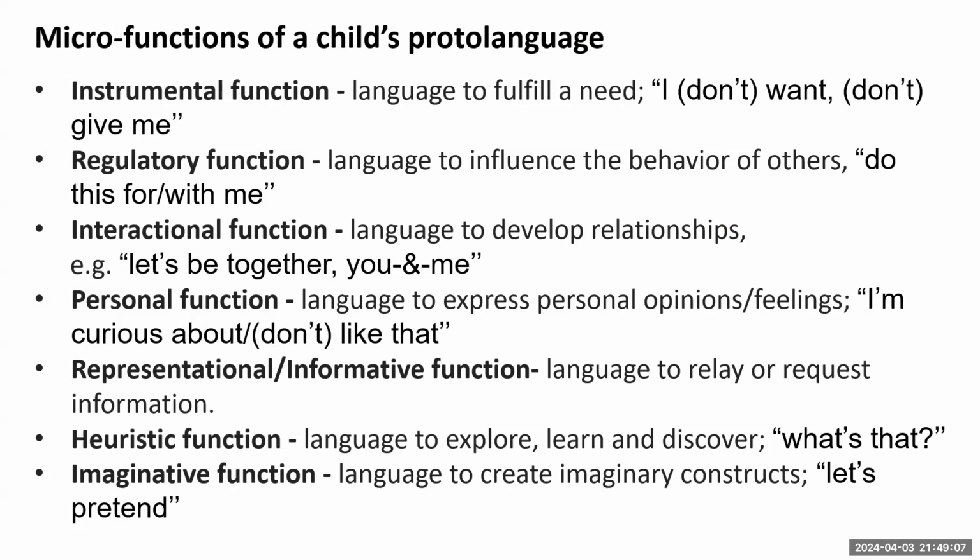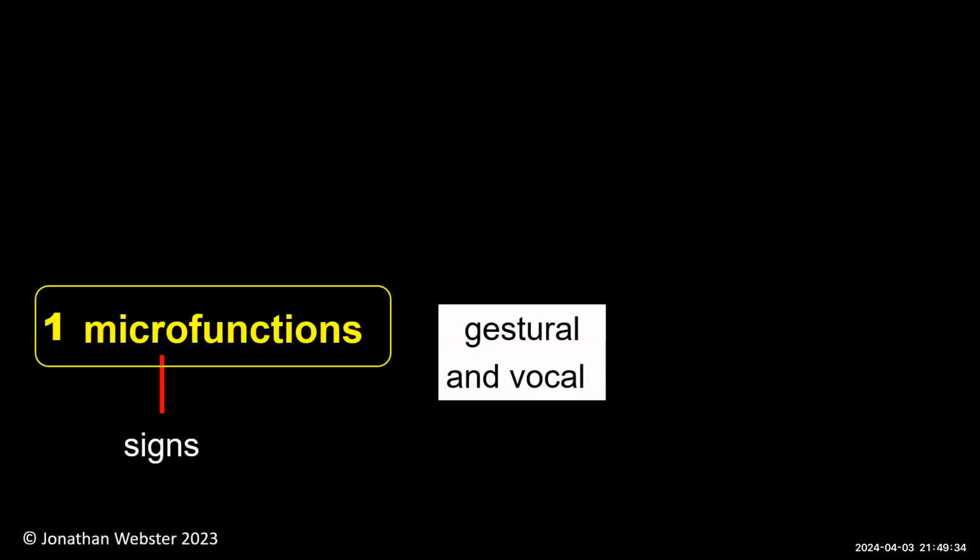When Halliday began to look at language, he began by looking at the language of a child, his son, looking at how language developed, and he identified the functions that that child's use of language performed. He called them the microfunctions, indicated by gesture, indicated by voice.